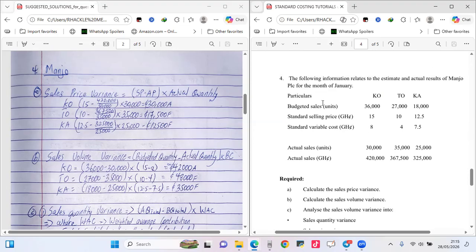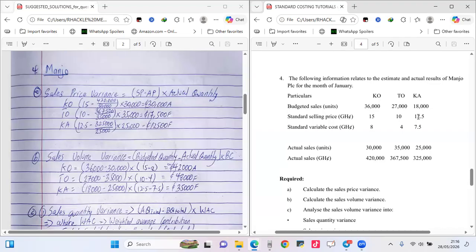So let's read the question. The following information relates to the estimate and actual result of Manjo PLC for the month of January. The particulars here are the budgeted sales units. So they had 3 products, KO, TO, and then KA. The budgeted sales for KO is 36,000, for TO 27,000, for KA is 18,000.